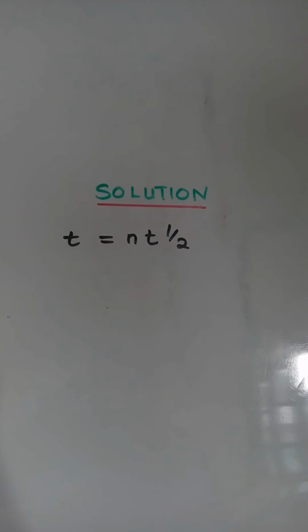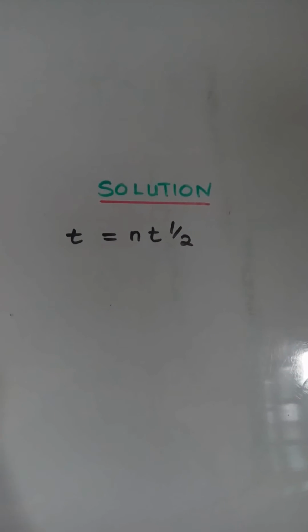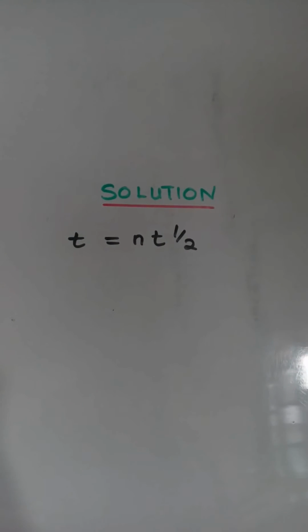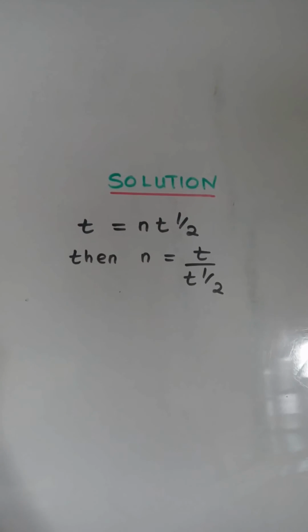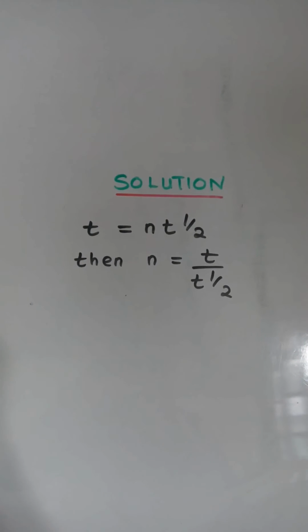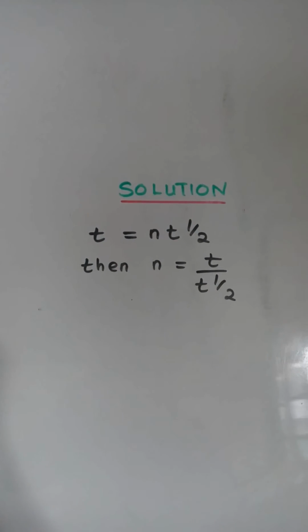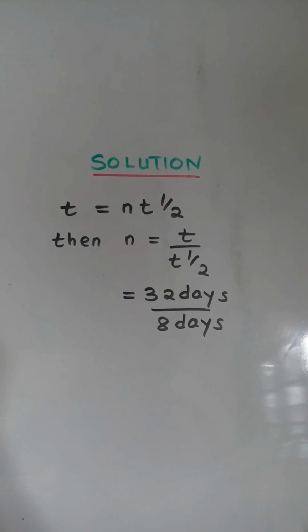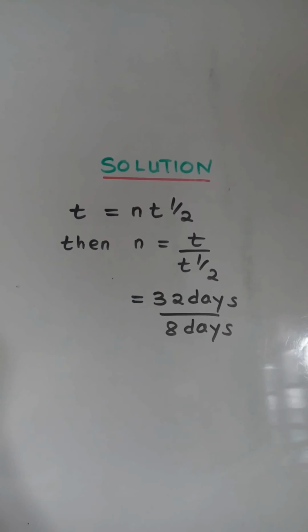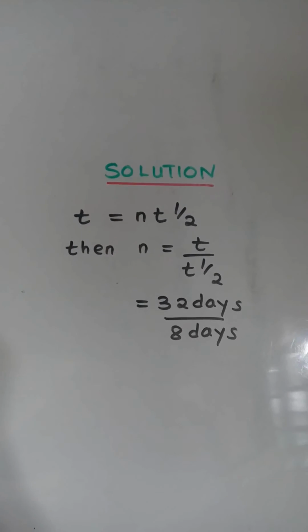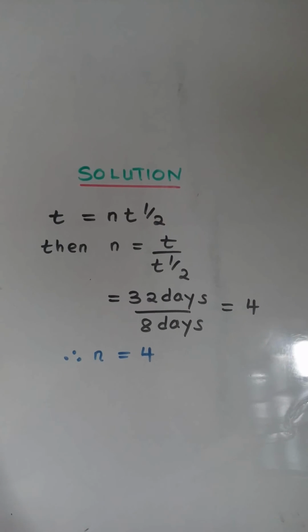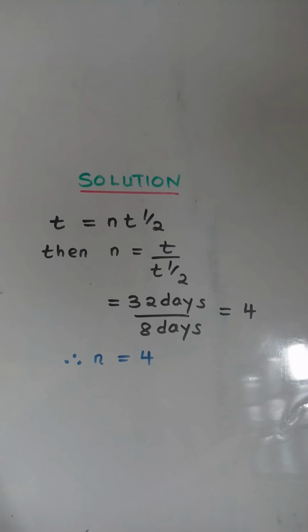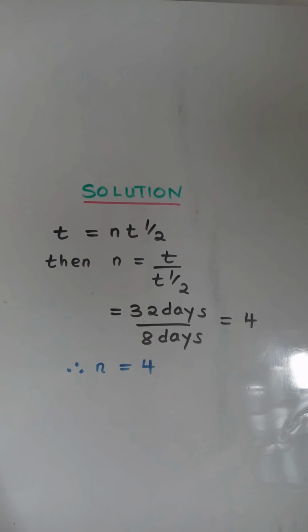Time required for the sample of iodine to decay is equal to number of half-lives times half-life. Then number of half-lives is equal to time over half-life, which is equal to 32 days over 8 days, which is equal to 4. Therefore, number of half-lives is equal to 4.